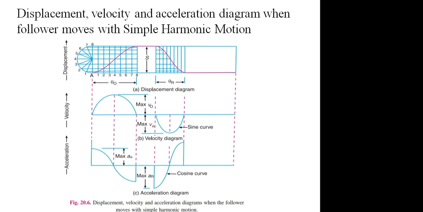There are two more motions of the follower, that is uniform acceleration and retardation and cycloidal motions, that we will see in the next video.